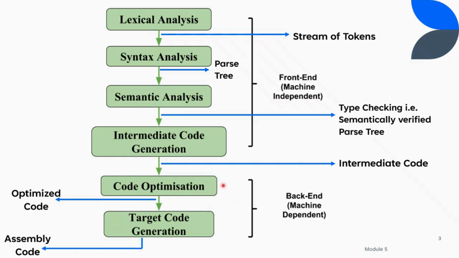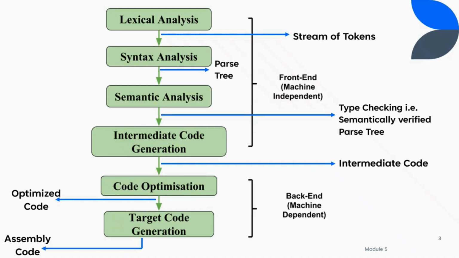In this video, we will understand how code is optimized, why code optimization is required, and how to convert optimized code into target code. As mentioned on the slide, the analysis phase is known as the front end of the compiler and it is machine independent, whereas the synthesis phase is the back end of the compiler and it is machine dependent.